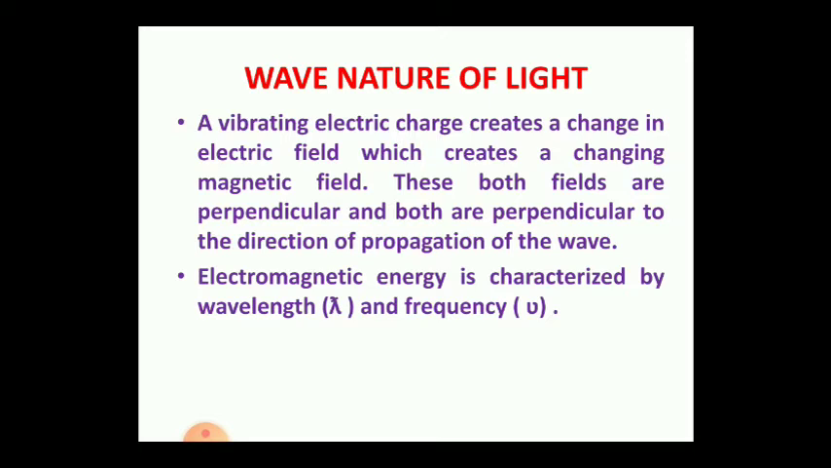These both fields are perpendicular and both are perpendicular to the direction of propagation of the wave. Means the electric field is perpendicular to the magnetic field, and both the electric field and magnetic field are perpendicular to the direction of propagation of the wave. Magnetic field is perpendicular to the direction of propagation of wave. Electric field is perpendicular to the direction of propagation of the wave, and electric field and magnetic field are also perpendicular to one another.